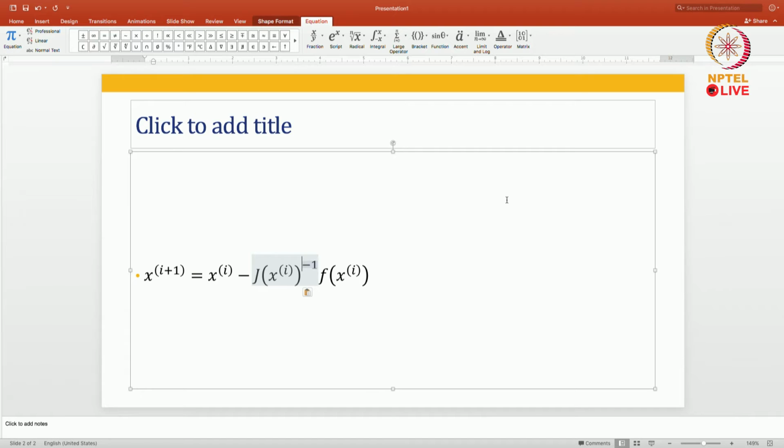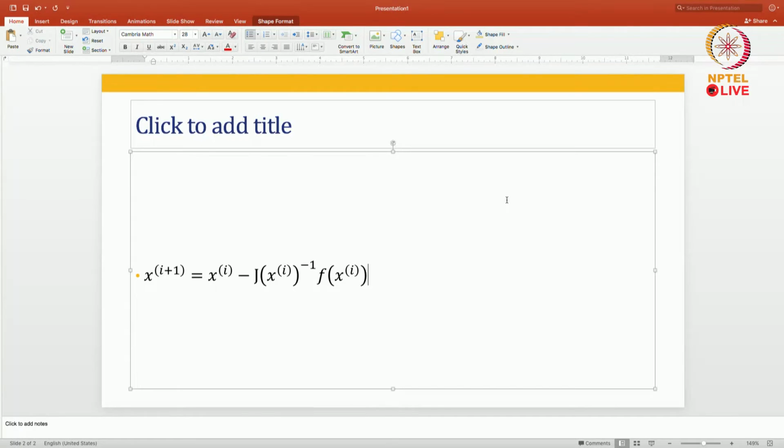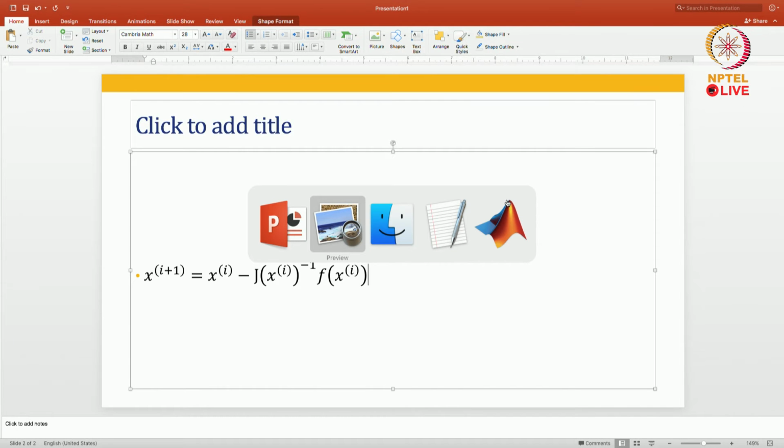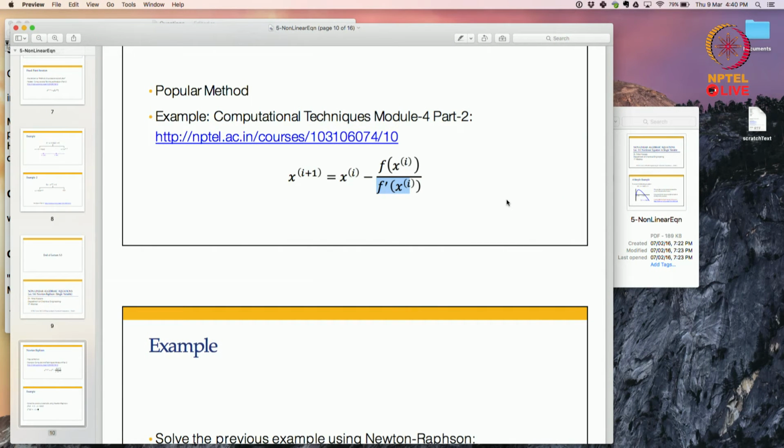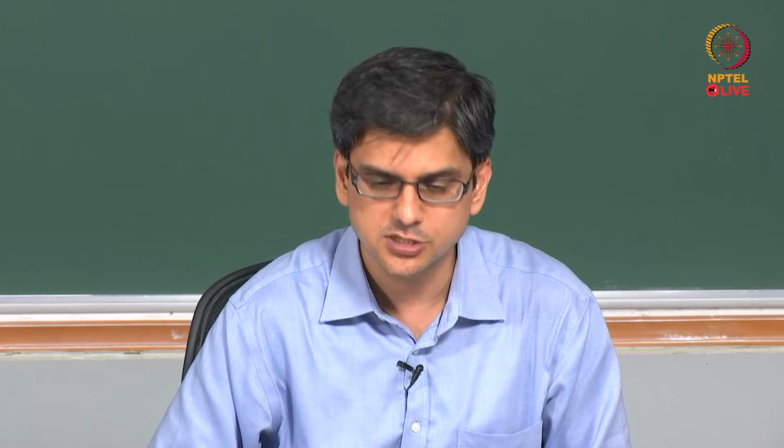This is how you will calculate multivariable Newton-Raphson. So this is one place where the Jacobian is used. Another thing about the Jacobian is that it is basically differentiation in multiple variables. So places where differentiation is used, the Jacobian is also used in those places.